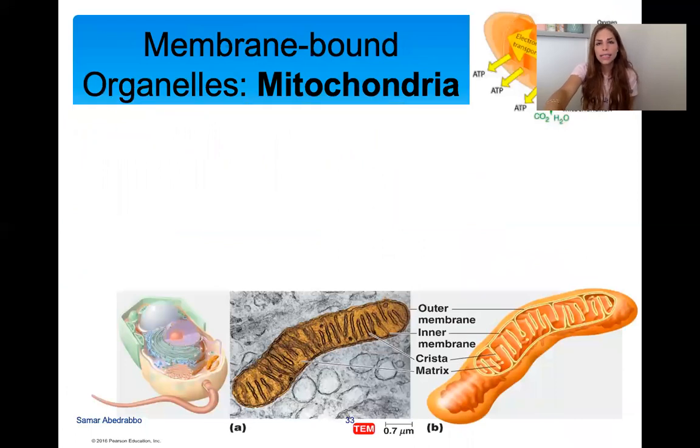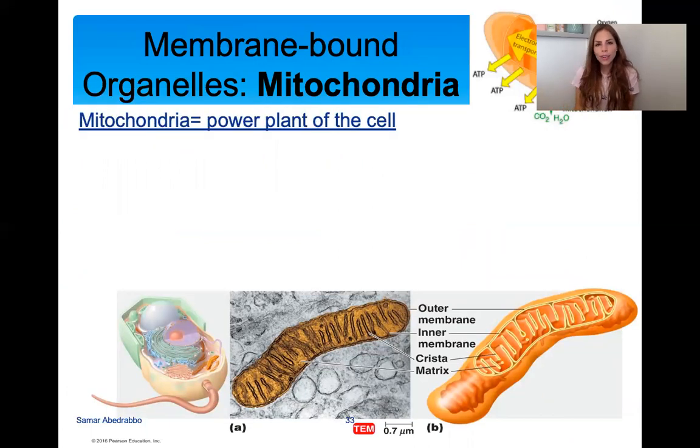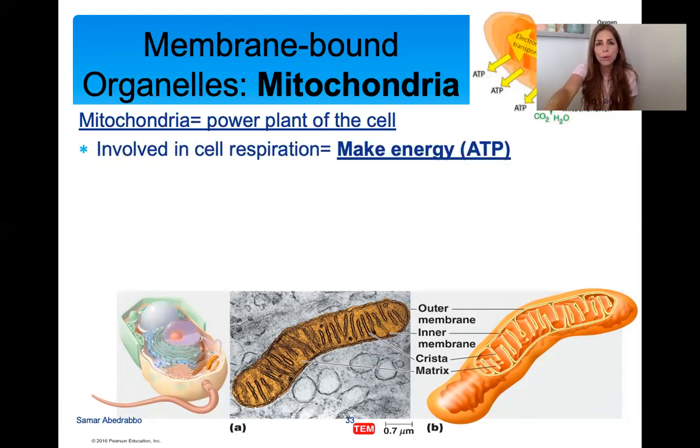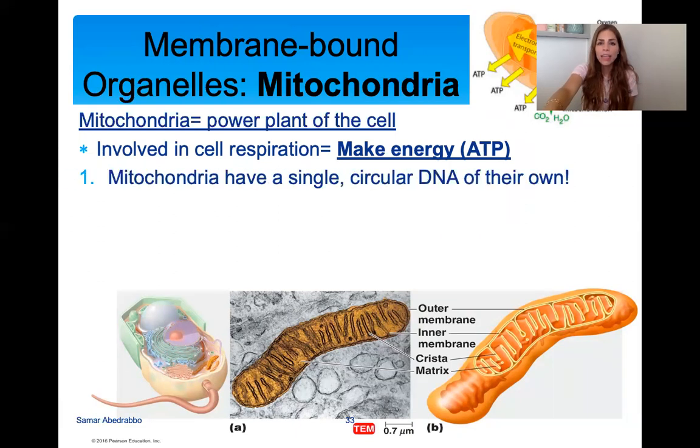Okay, now to get to the mitochondria. So the mitochondria is an organelle that we see in eukaryotic cells. It's the power plant of the cell, meaning it makes energy, meaning it makes ATP. So the mitochondria is probably the most important organelle found in eukaryotic cells. It's involved in cell respiration. We will learn about metabolism next week. And in cell respiration, that's where we make our energy, which for our cells is ATP.